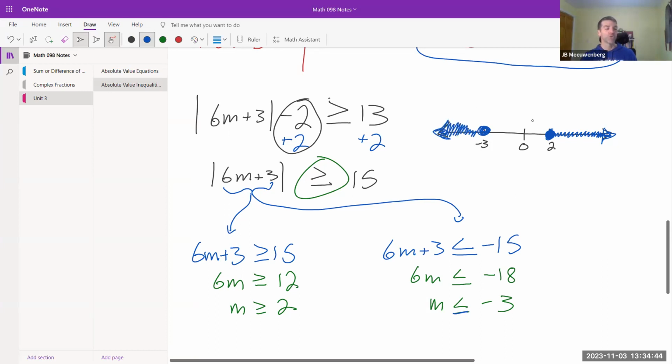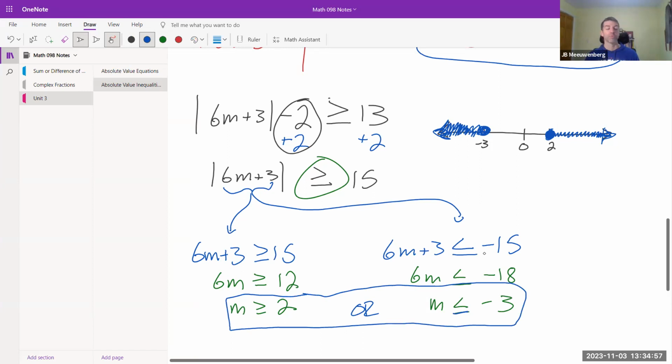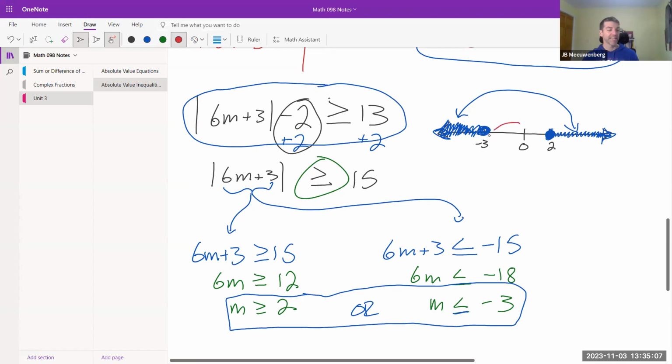So when they don't overlap each other, the word we use there is or. M has to be greater than or equal to 2, or it has to be less than or equal to negative 3. Any numbers I choose from this section or this section will make this original statement true. Anything that happened in between those two numbers will not make it true.